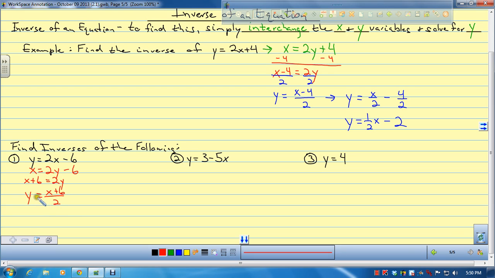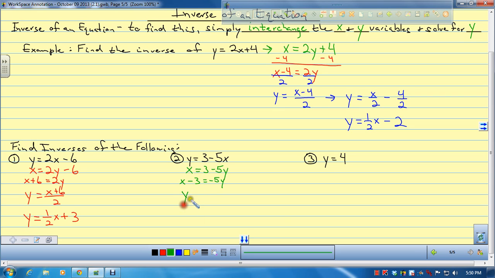Now I'm also going to rewrite this. y would equal, that again is going to be 1/2 x, and the 6 over 2 would be 3. Okay. Over here, when I swap these, x equaled 3 minus 5y. Solve for y. I would subtract 3 from both sides, right? So I'd have x minus 3 equaled negative 5y. And then I would divide both sides by negative 5.